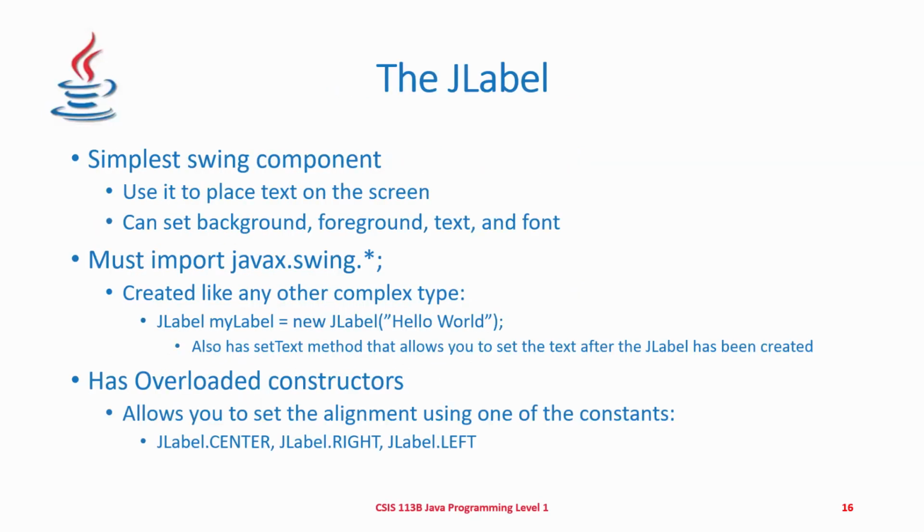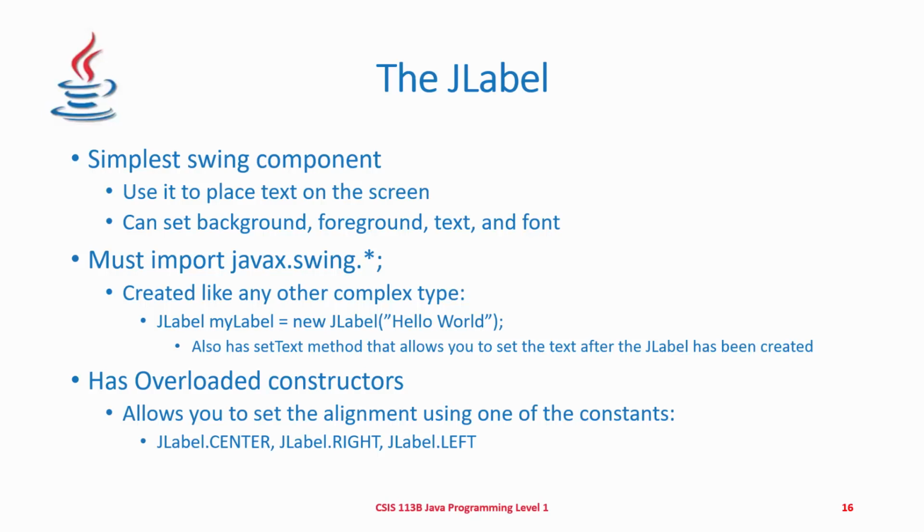So JLabel, as you saw on the last slide, is really the simplest component to put onto the screen. It is a Swing component. It's used to place text on the screen, and you can set the background and the foreground, which would be the colors, and also the actual string text that you want the JLabel to display. We can also apply different fonts, font sizes and font styles. In order to have access to that JLabel, we need to have access to the Swing library, so you can see we have the import statement there, javax.swing.asterisk.